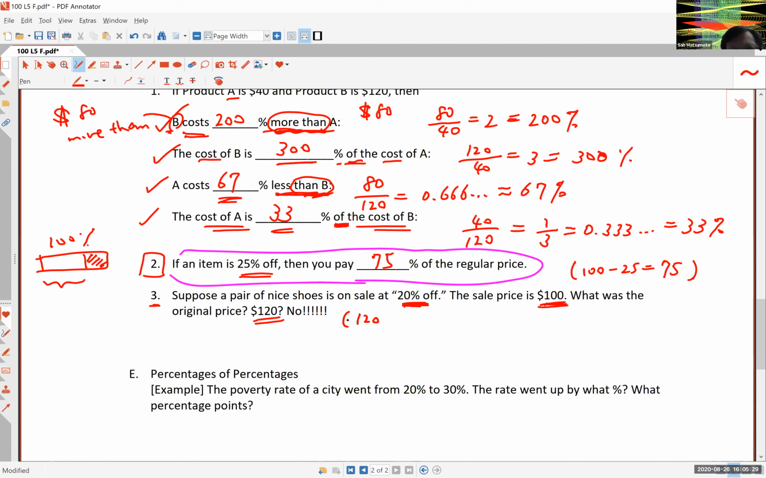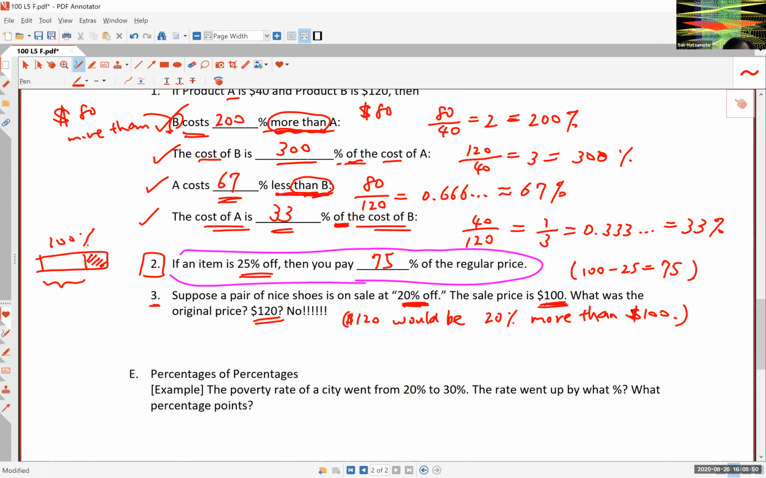120 would be 20% more than 100. That is absolutely correct. But if you ask me what the original price is, it's definitely not $120. This may actually shock some of you, okay?